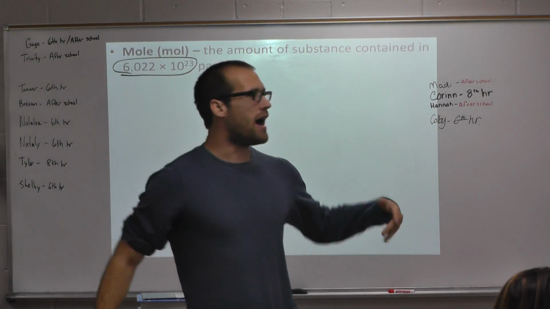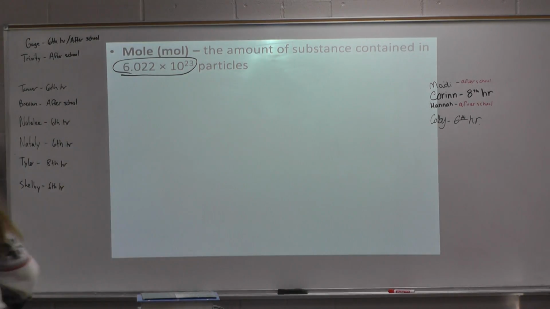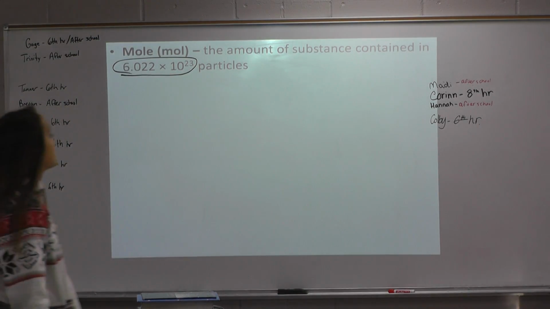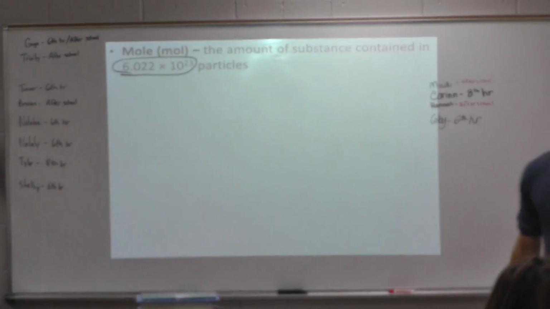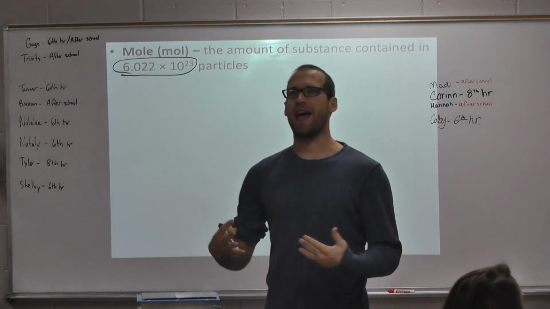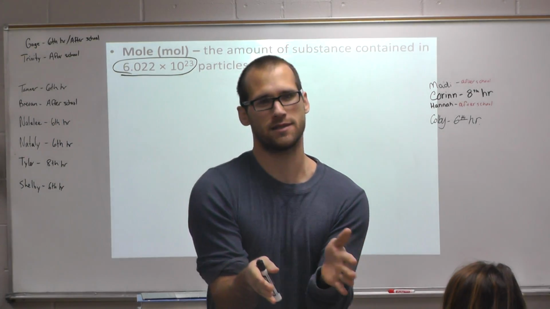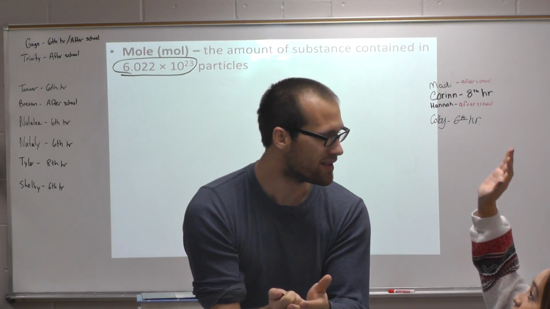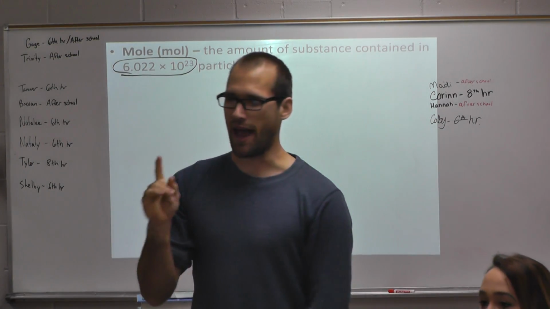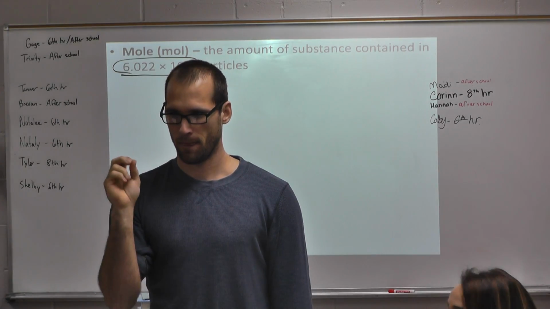6.022 times 10 to the 23rd. If I am really hungry and I buy a mole of cheeseburgers, how many cheeseburgers do I have? That's a lot of cheese. If I have a mole of tanners, Lord help us, how many tanners is that? 6.022 times 10 to the 23rd. Now listen very, very carefully here.